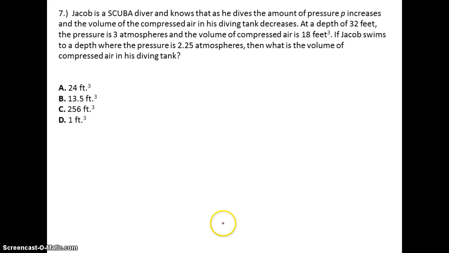Alright, number 7. Jacob is a scuba diver and knows that as he dives, the amount of pressure increases and the volume decreases. Okay, so we know that as one increases, the other decreases, so we know this is going to be inverse variation. Alright, at a depth of 32 feet, the pressure is 3 atmospheres and the volume is 18 feet. If Jacob swims to a depth where the pressure is 2.25, then what is the volume of the compressed air? Okay, the depth of 32 feet is irrelevant. That's just extra information in our problem.